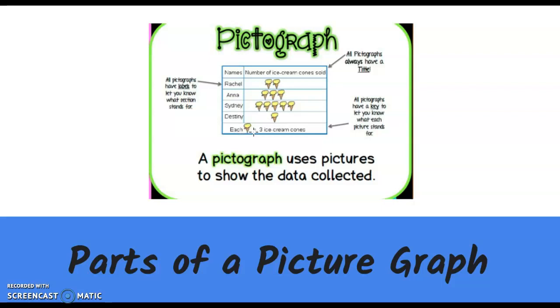Not all pictographs have the same key. Some may, but they don't all have the same key. So it's very important to pay attention to the key of a pictograph before you start counting. Right here we can see that each picture of a cone stands for 3 ice cream cones.